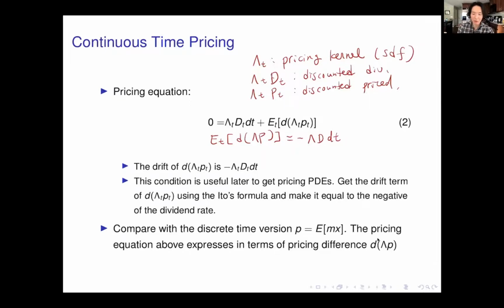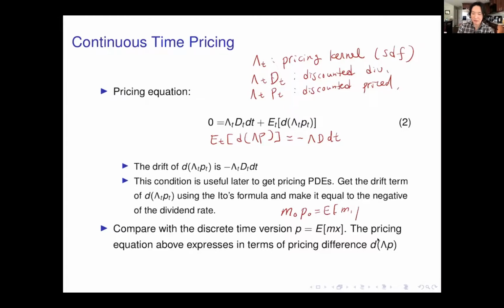Now you can compare this with the discrete time version of the pricing equation. In that discrete time version, we had price equals expected value of m times x. Okay? So why is this the same as the continuous time version? What is the analogy here? So you can understand that as m0 in the discrete time version of the pricing equation in the following way. So you can also express the pricing equation in this fashion, right?